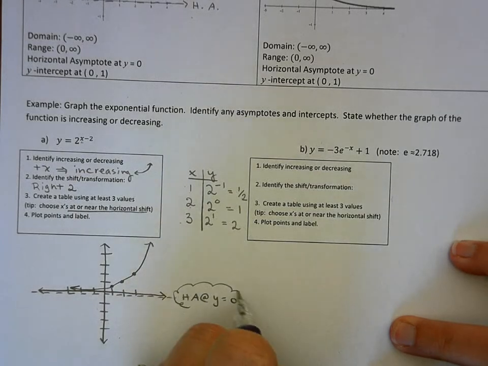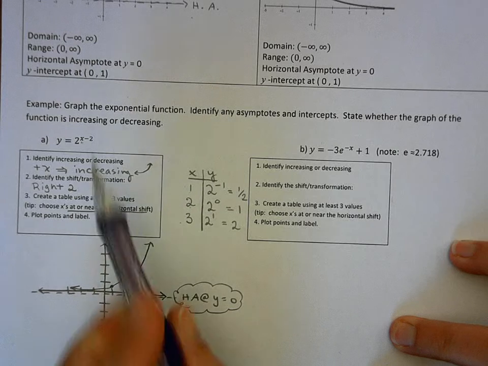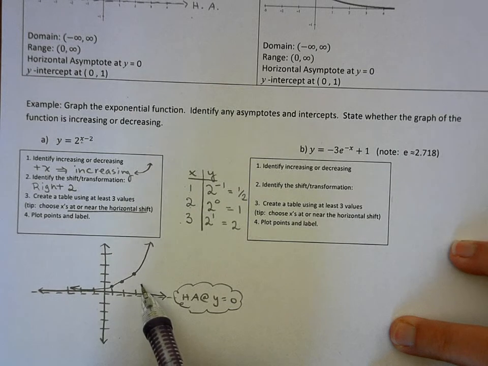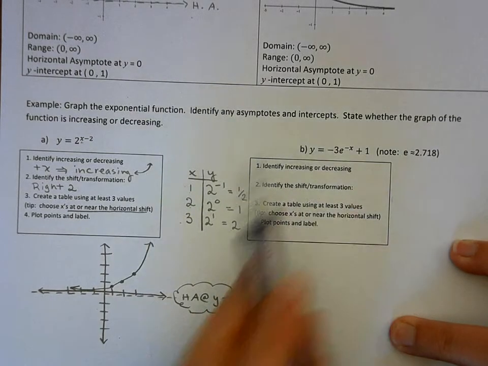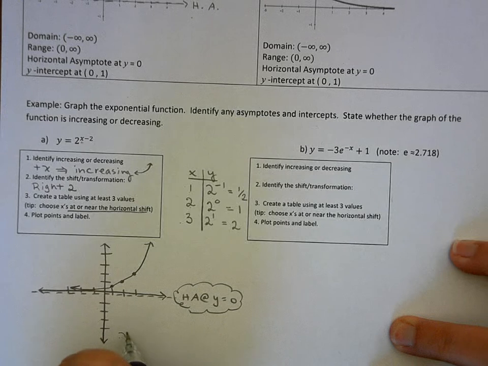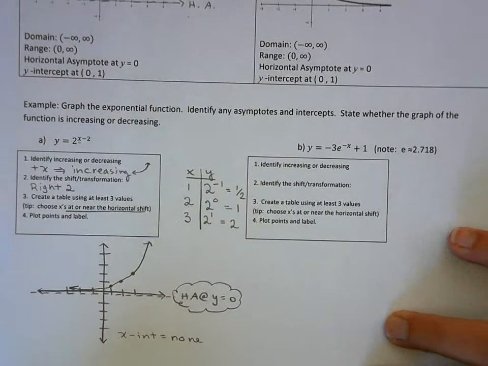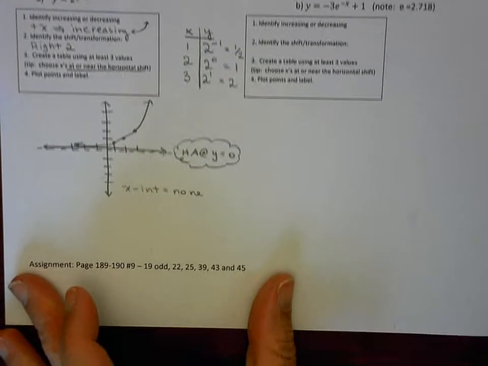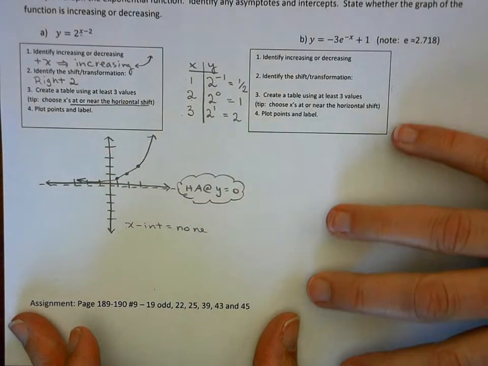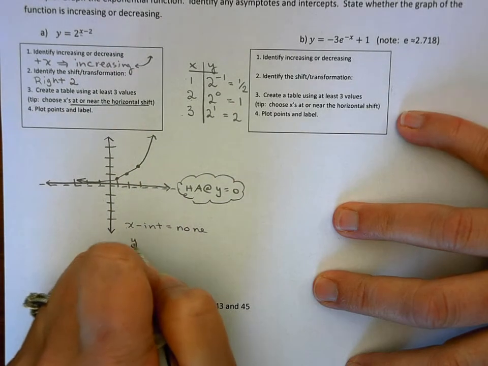So I did that part of the directions. I have my graph, so that part's done. And then my intercepts, I have no x-intercepts. I would only have an x-intercept if I have a vertical shift. And then for my y-intercept, I want to let x equal 0 to find my y-intercept.